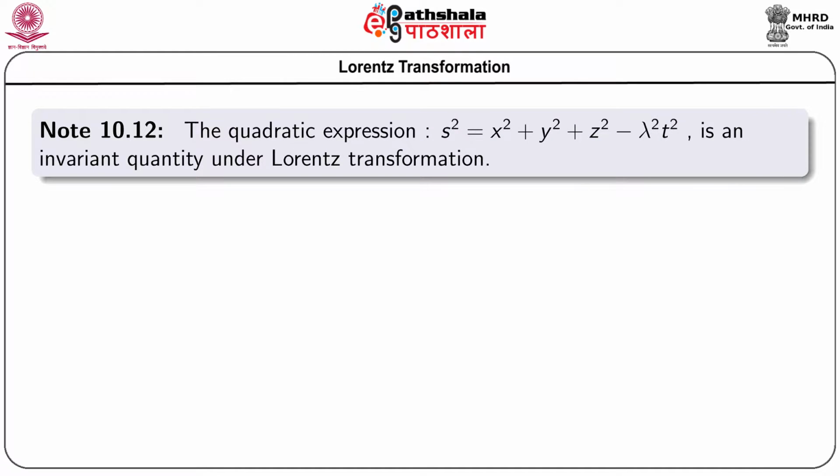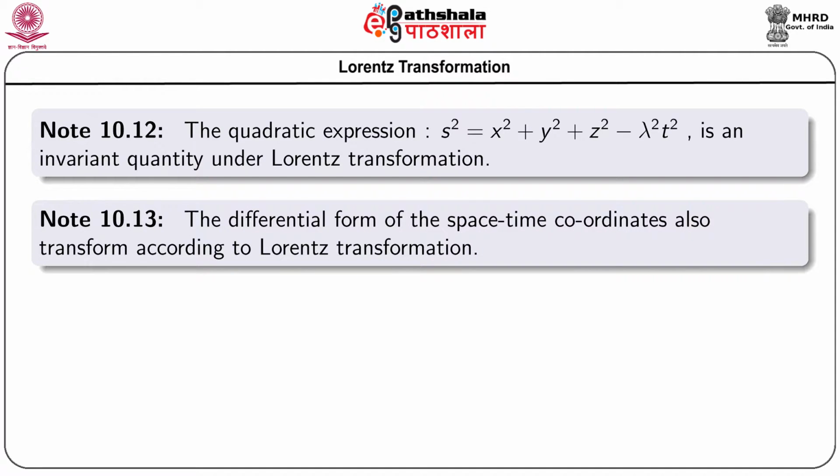Now, by this Lorentz transformation we have an important relation: the quadratic expression s square equals x square plus y square plus z square minus lambda square t square, which is an invariant quantity under Lorentz transformation. That means it remains invariant under the Lorentz transformation. The differential form also transforms according to the Lorentz transformation.